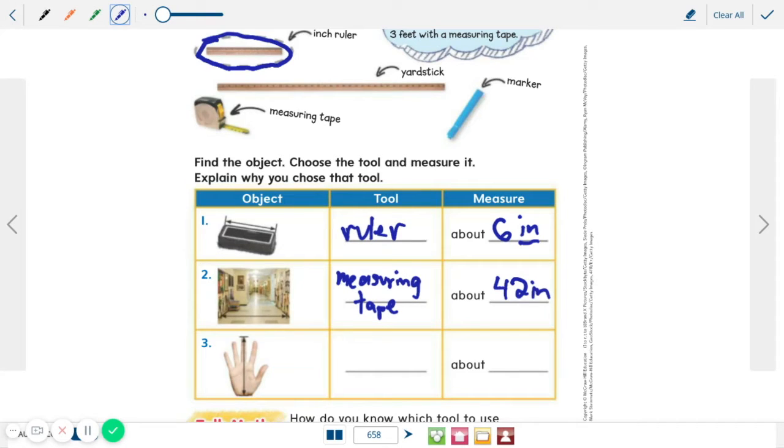Now for number 3, we need to measure from the bottom of our hand to the top of our hand. So a tool we can use for this is a ruler. And when I measured my hand, it was about 7 inches. But this can be different for each person that's measuring their hand because we all have different hand sizes. Once you're done with those, let's move on to page 659.